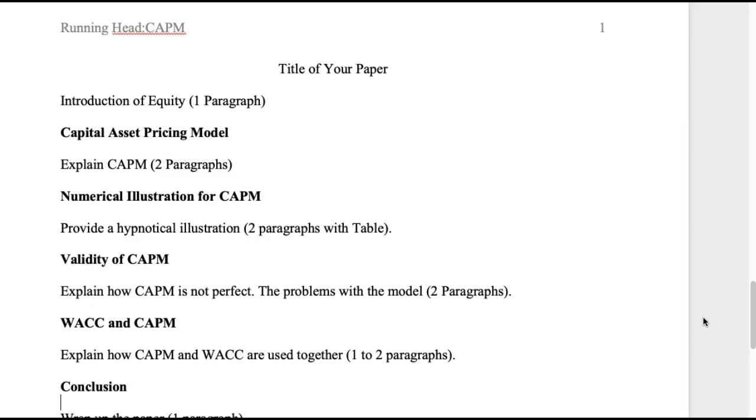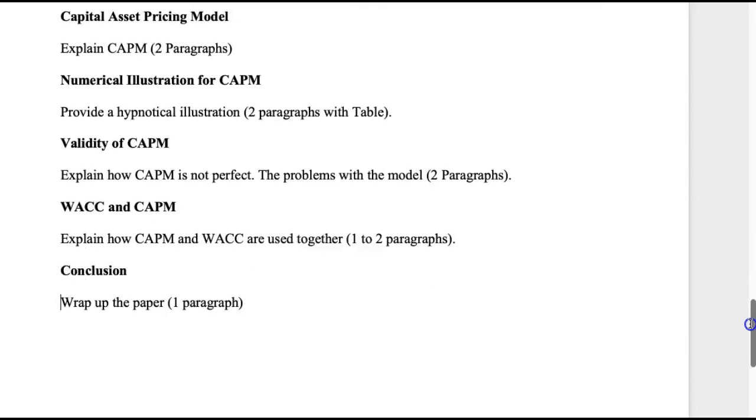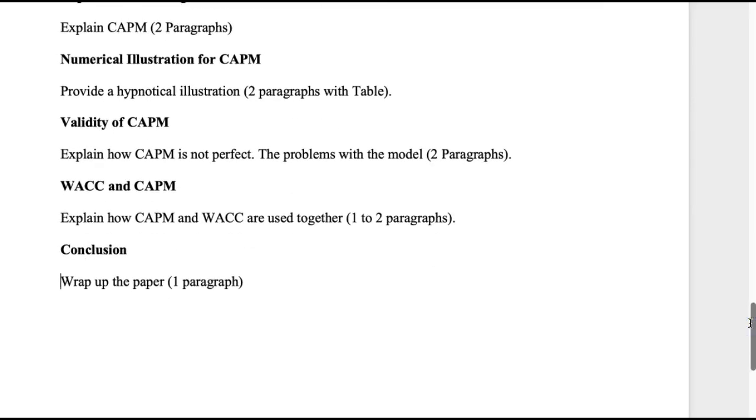When I say 2 paragraphs, if you're at 1 paragraph, 8 sentences, and you complete it, that's great. But these are the topics that need to be covered. The next section of the paper is you're going to explain how CAPM is not perfect, the problems with the model. The last part of the paper before we get into it is we're going to explain how CAPM and WACC are used together so that we can find a capital budgeting.